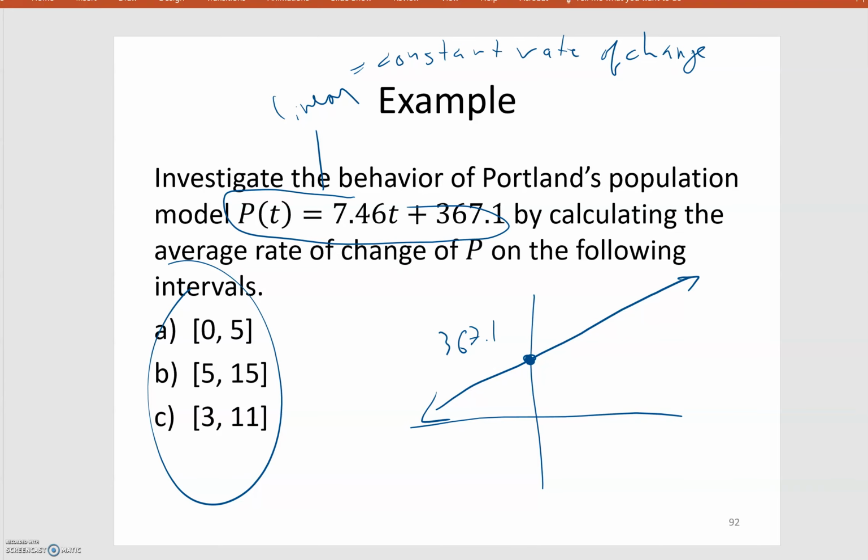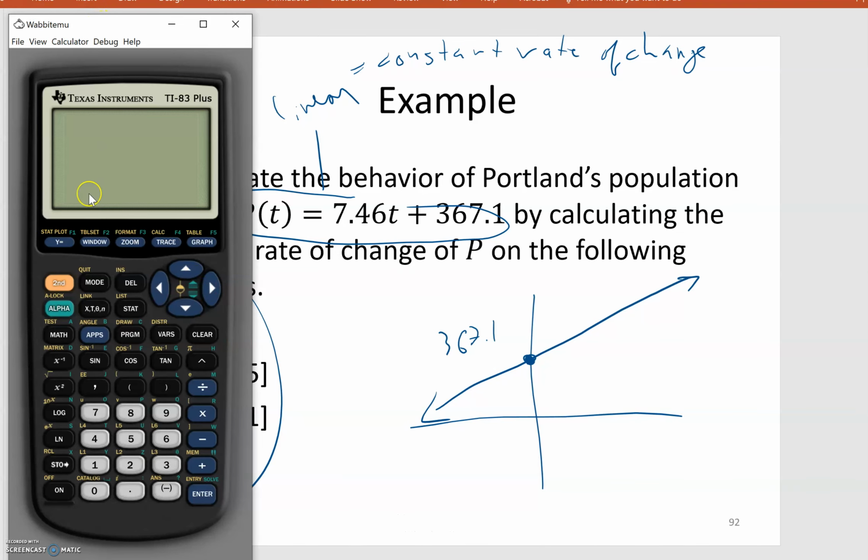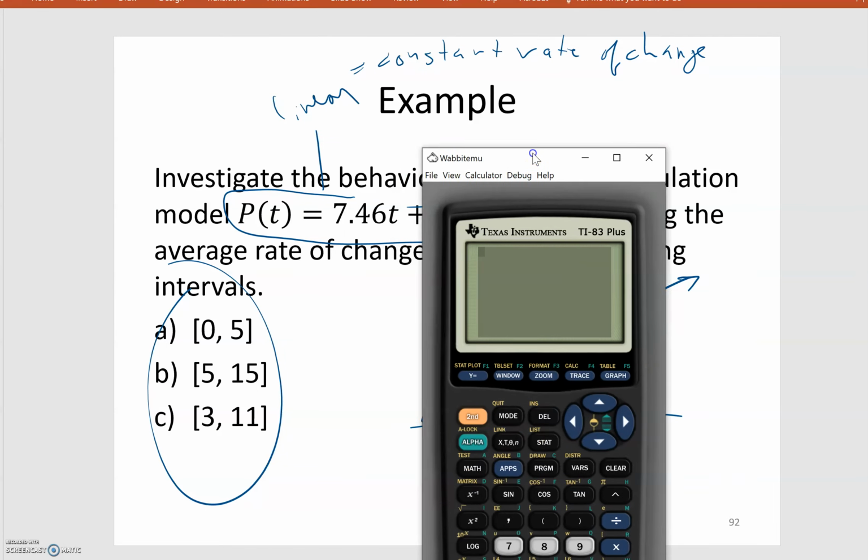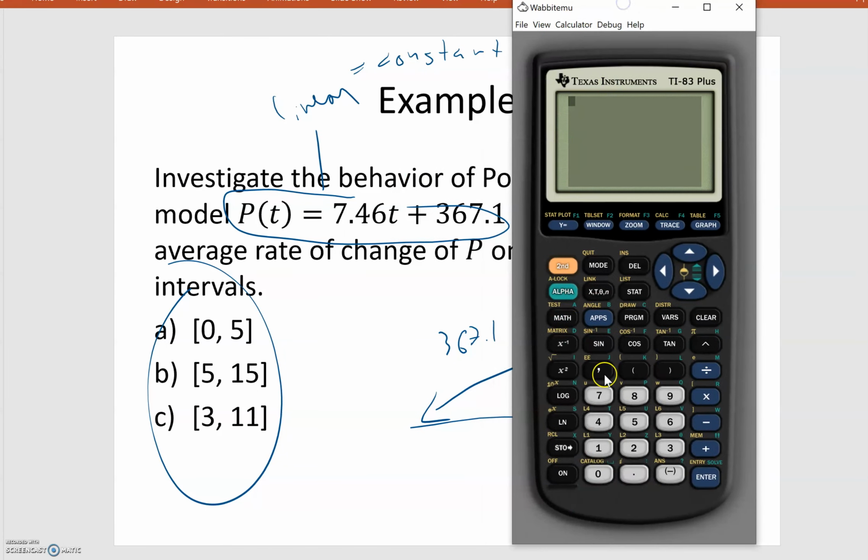In fact, why don't we? Because we already have it. We already have the function programmed, don't we? Yes, we do. So y1 is our function. So I'm going to just actually do this in the calculator. So let's do 0 to 5.